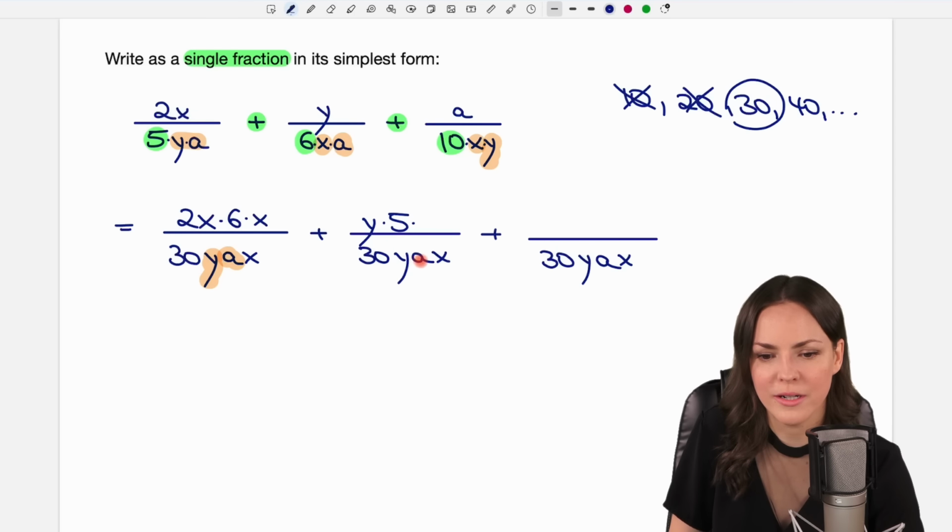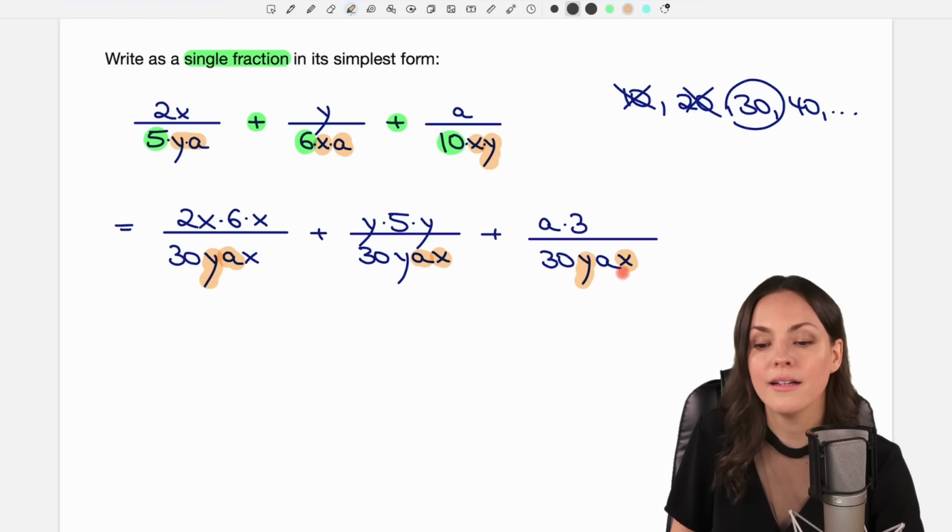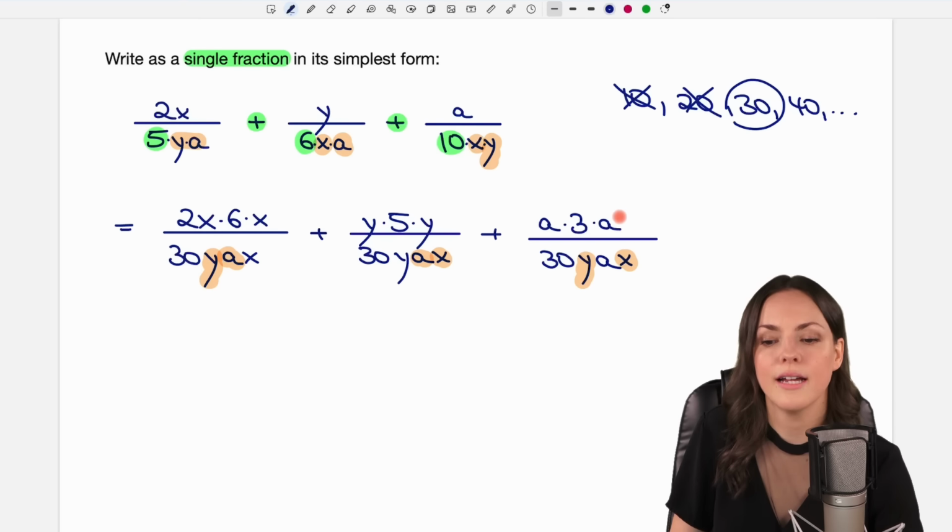X and a were in here, so a and x are in here, but this y came in as well, so we have to add this in the numerator as well. And here, the last one, there was an a in here, we write it down, but from the number 10 times 3 equals 30, so times 3 here as well. And x and y were in here, so we added this a, so we have to multiply by a here as well.